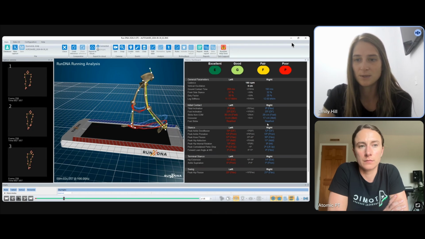And then lastly, we see that he's being categorized as a rear foot striker on both sides. So that looks good.